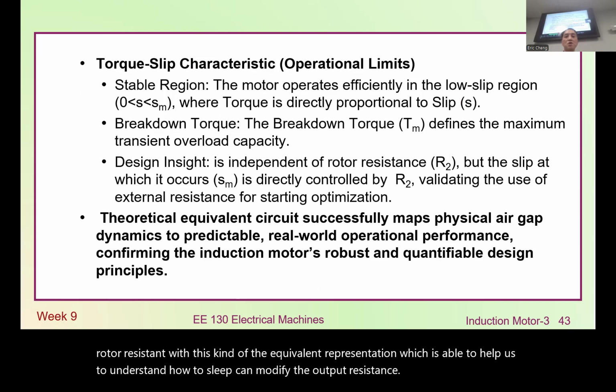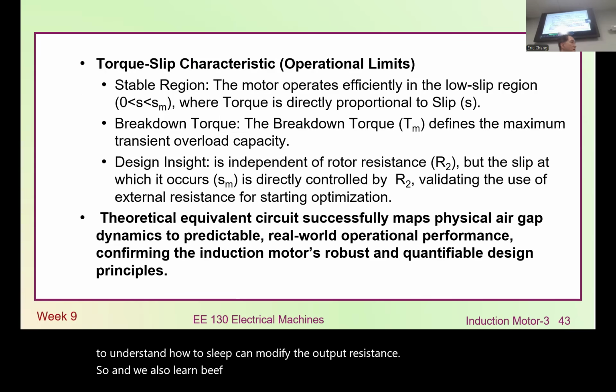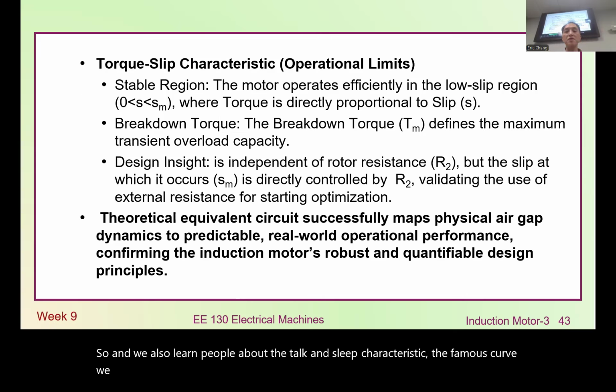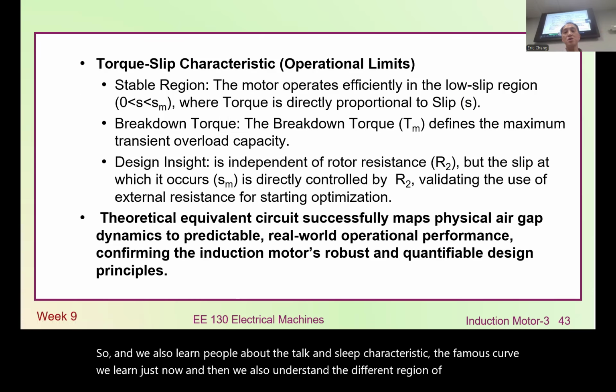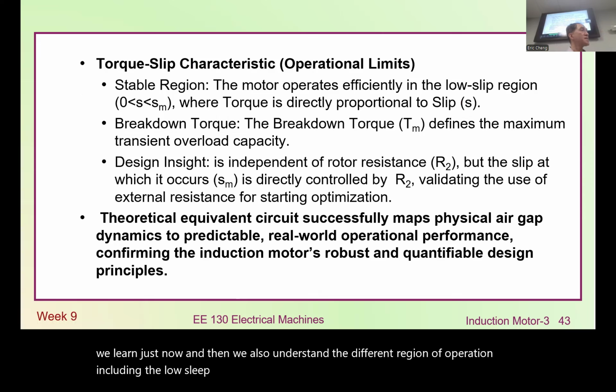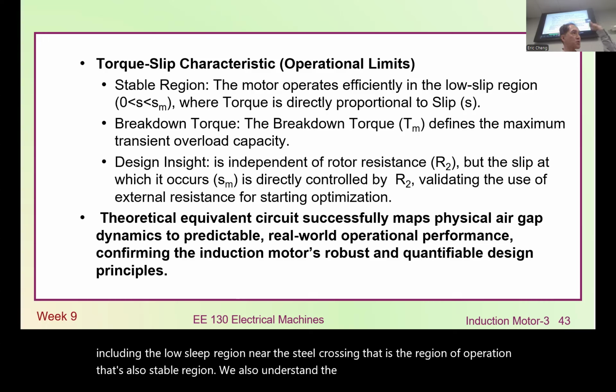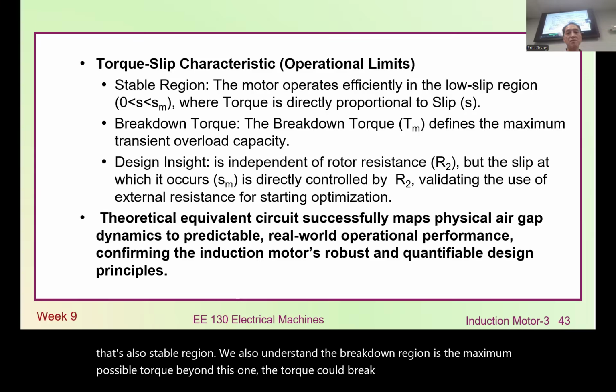We also learned briefly about the torque and slip characteristic, the famous curve we learned just now. And then we also understand the different regions of operation, including the low slip region near the zero crossing. That's the normal region of operation, and also the stable region. We also understand the breakdown region is the maximum possible torque. Beyond this, the torque could break down. So that's why we call it breakdown.